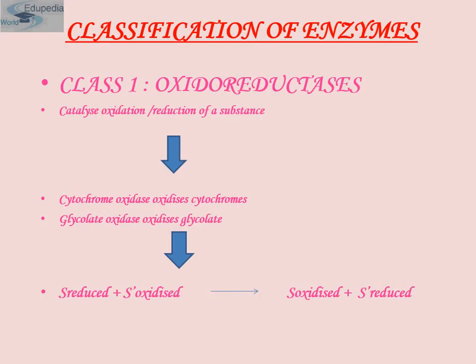So, the first class of enzyme is oxidoreductase, dehydrogenase. These enzymes catalyze oxidoreduction between two substrates, S and S dash. S is in the reduced form, whereas S dash is in the oxidized form. After the reaction, S reduced is converted into S oxidized, whereas S dash oxidized is converted into S dash reduced. Okay. For example, cytochrome oxidase oxidizes cytochromes, and glycolate oxidase oxidizes glycolate.